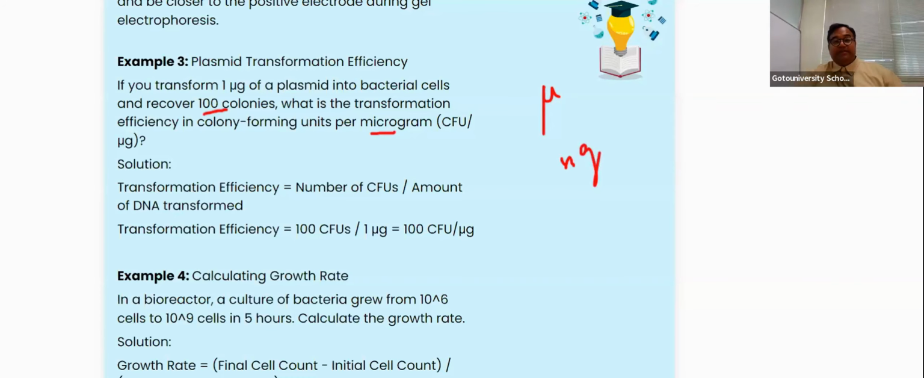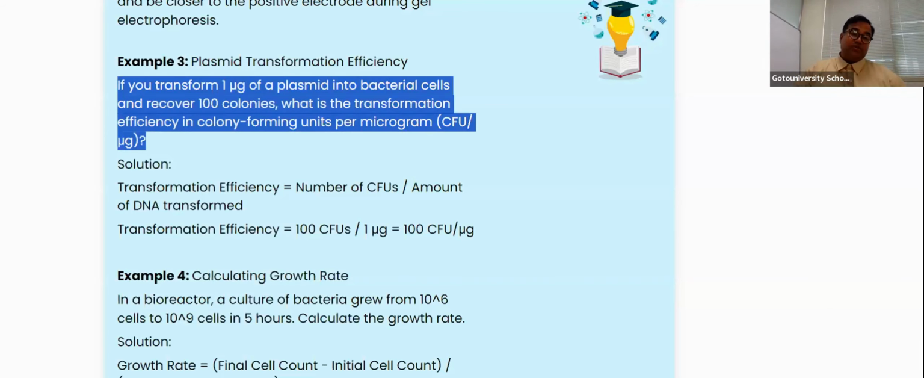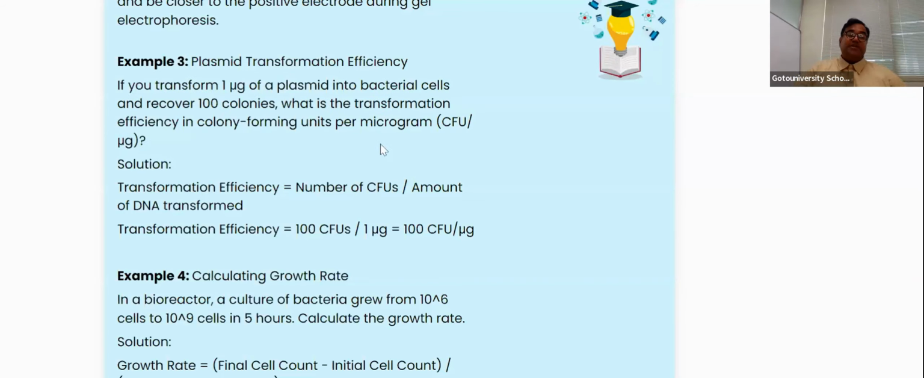So be very careful. How do we say it in plasmid transformation efficiency? If you transform 1 microgram of plasmid into bacteria and recover 100 colonies, what is the transformation efficiency in colony forming units per microgram? Here we know very well the number of colony forming units for 1 microgram is 100 CFU. This is the answer, I think.